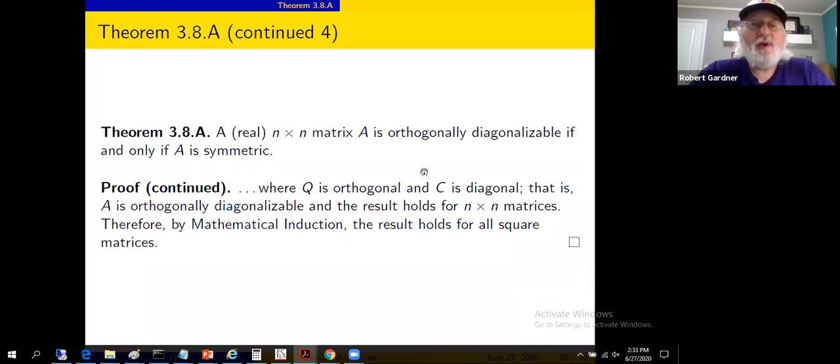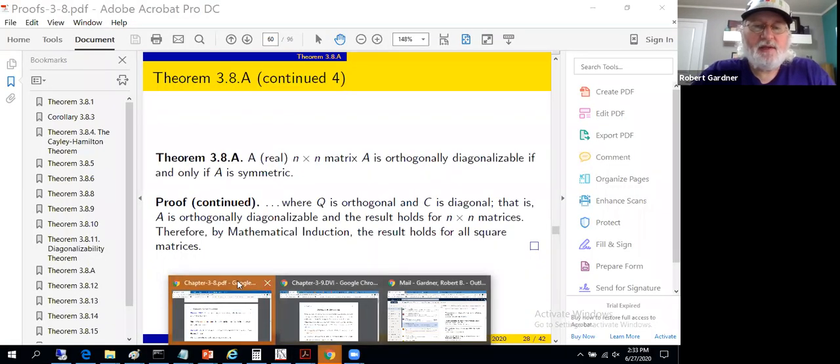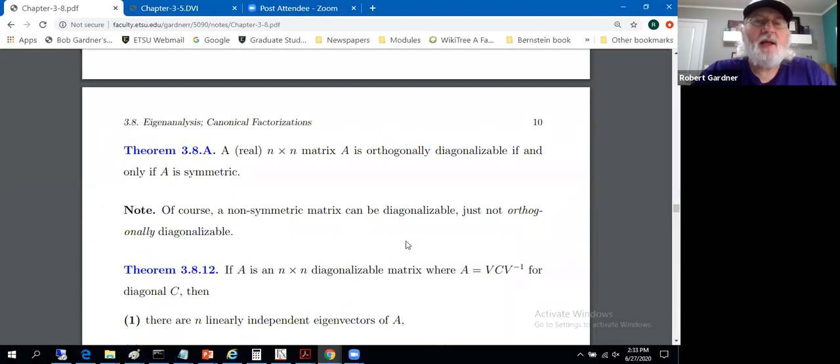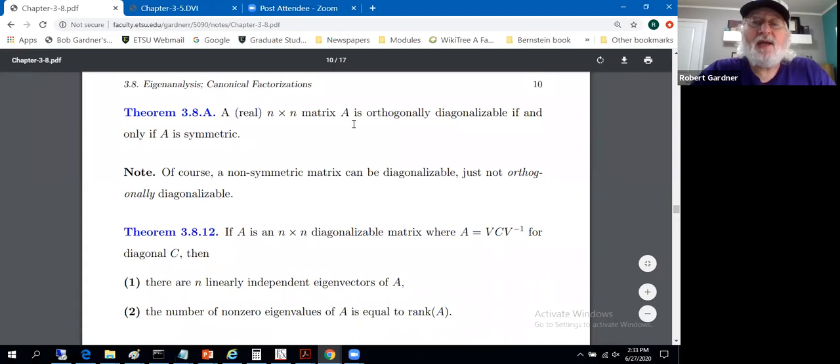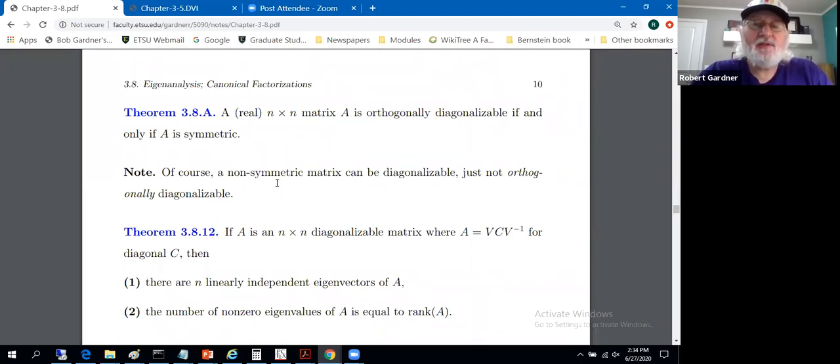That is, if we have symmetry, then we have orthogonal diagonalizability, orthogonally diagonalizable matrices. All right, so that one was a little lengthy, but I stand by my claim. It's mostly computational. So a real n by n matrix is orthogonally diagonalizable if and only if it's symmetric. Now, if we don't have symmetric matrices, that doesn't mean they're not diagonalizable. That means they're not orthogonally diagonalizable.